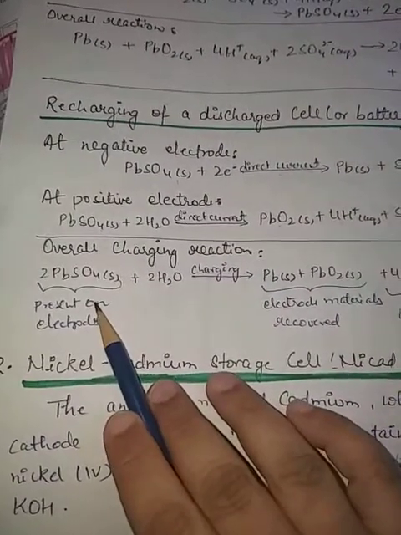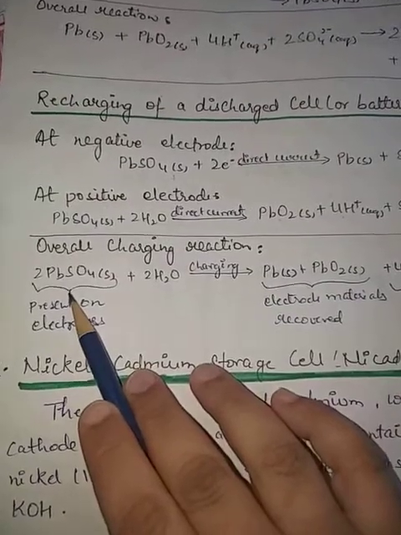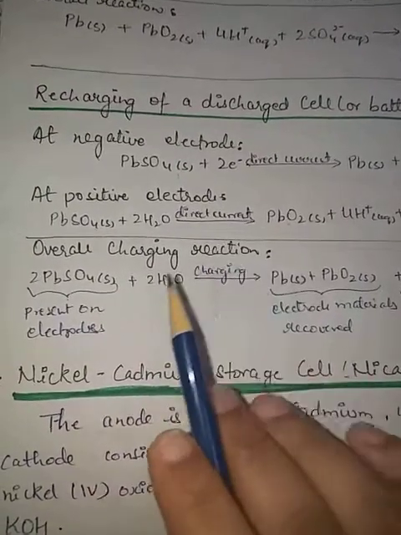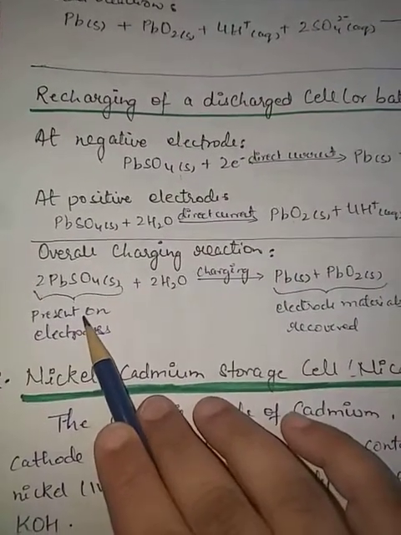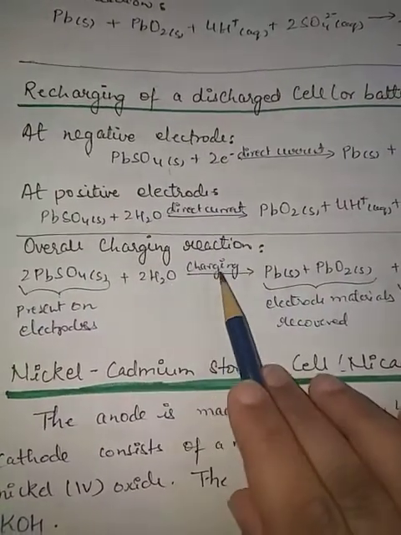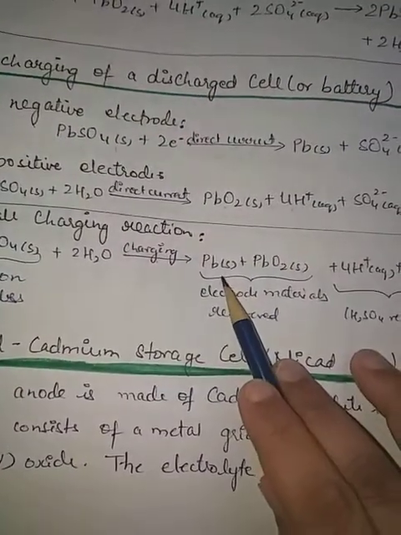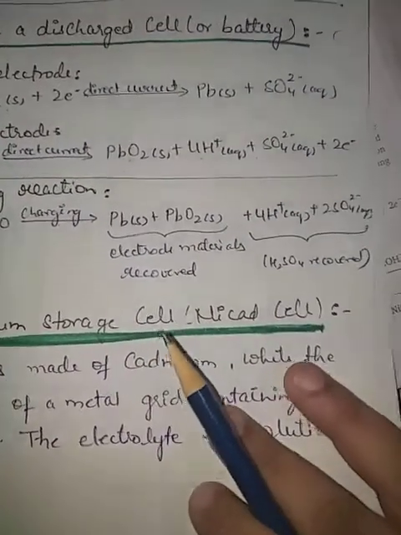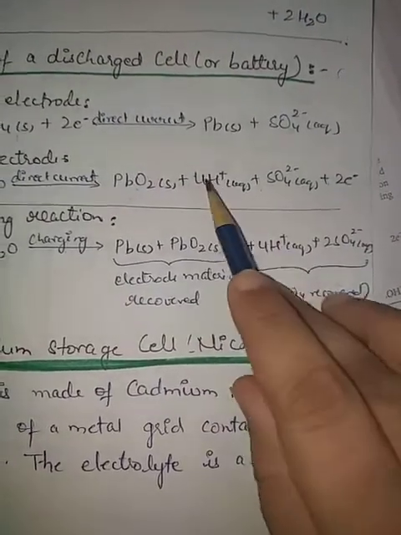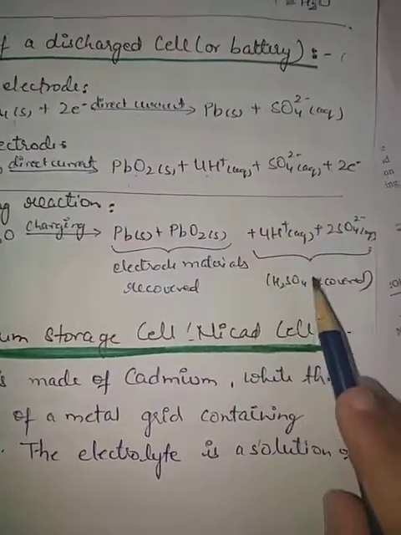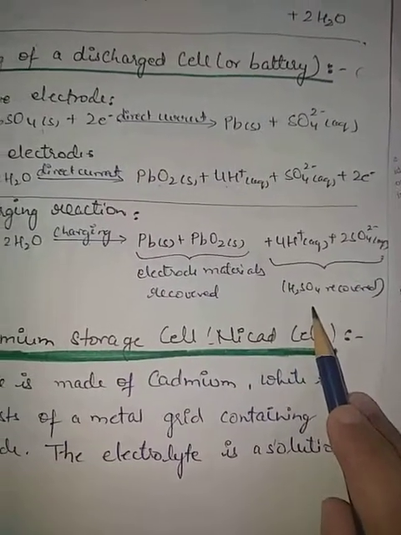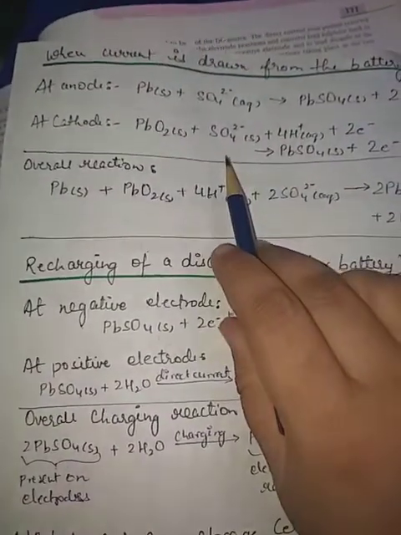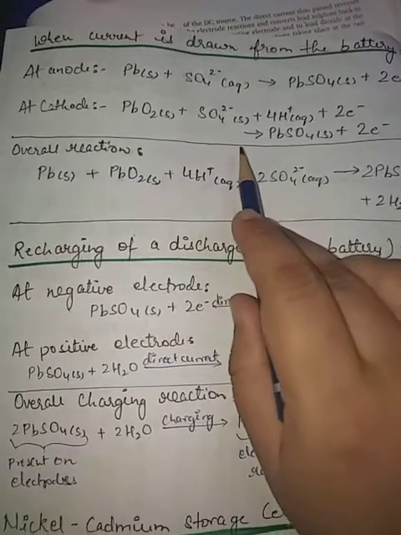So in the overall reaction, we can easily see that the lead sulfate which was present on the electrodes, due to which the functioning of the battery had stopped, will be used up when the charging takes place, and we will obtain lead and lead oxide. Again they'll go to their respective electrodes and be recovered, and the hydrogen ion and sulfate will combine to form sulfuric acid, which will also be recovered. So this was the charging of a discharged cell, and this was when the current is drawn from the battery.